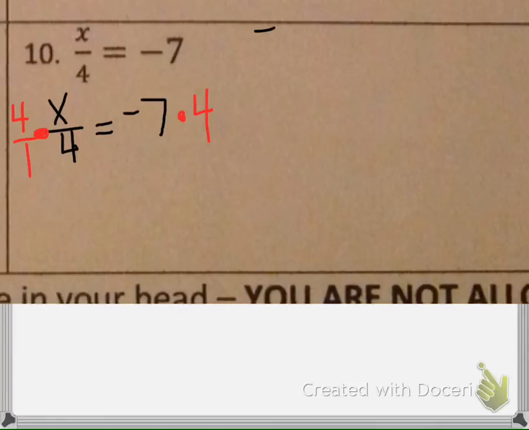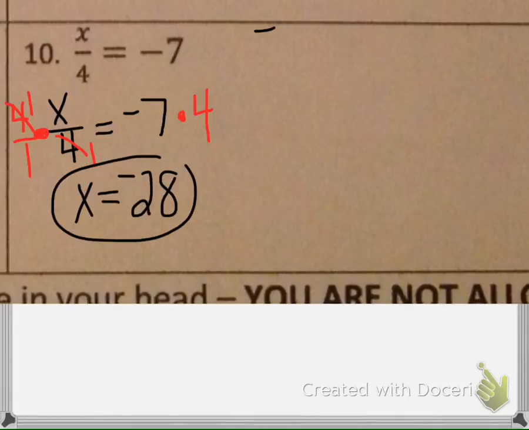Okay, and again, make sure you're showing your multiplication like this. My 4's cross cancel out. I'm left with 1x, or just x, equals negative 7 times 4. I have 1 negative, so my answer is negative. 7 times 4 is 28.